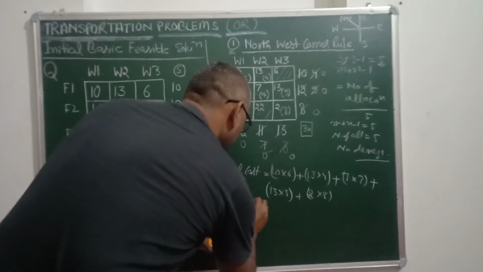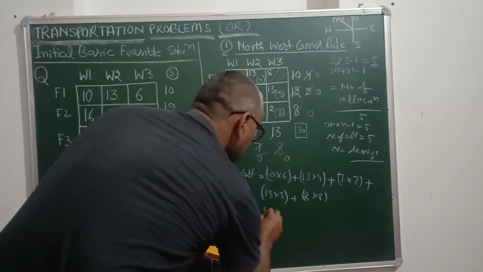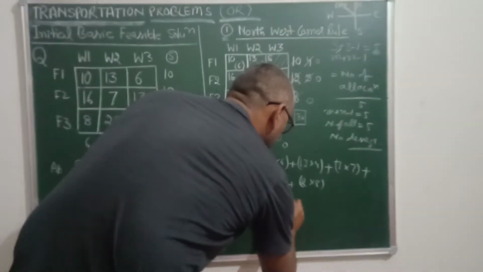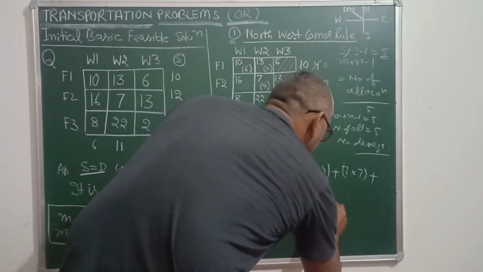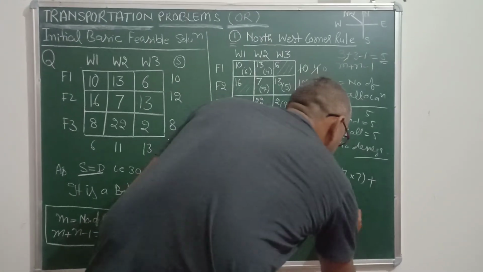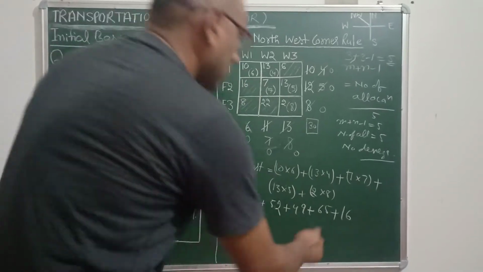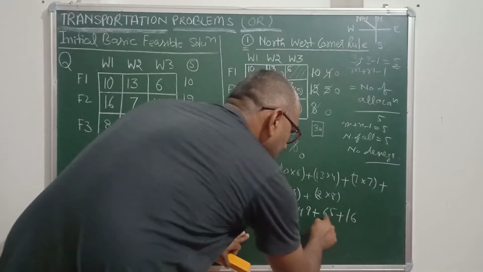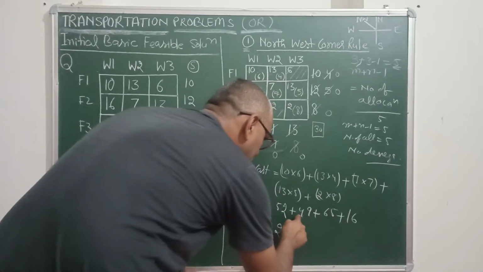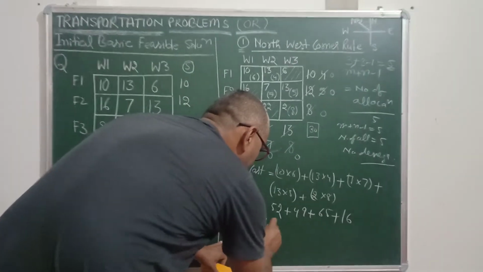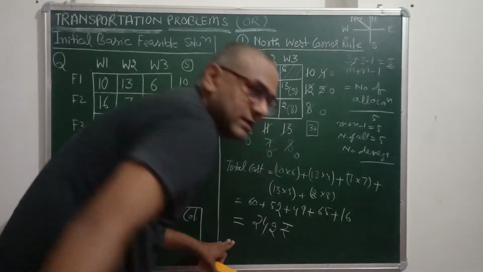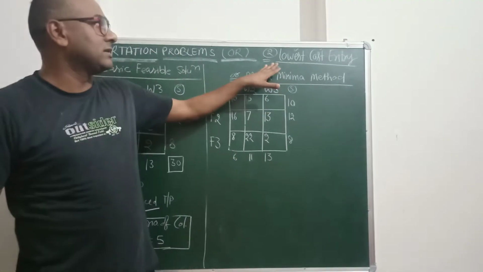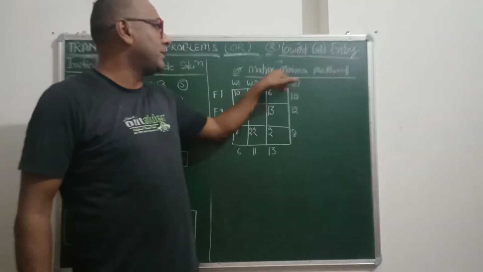and this comes out to be 60 plus 52 plus 49 plus 65 plus 60, and it comes out to be 242 rupees. Now after the northwest corner rule, the second method is the lowest cost entry or the matrix minima method.